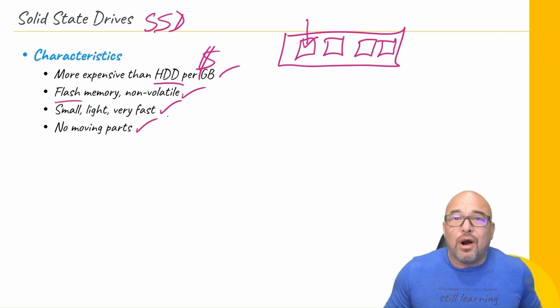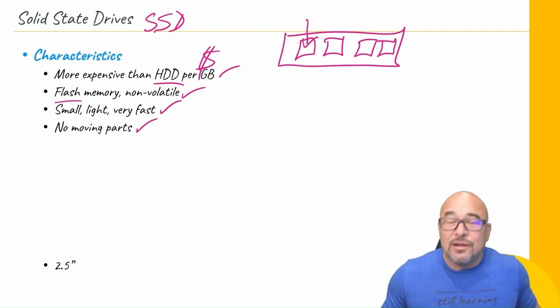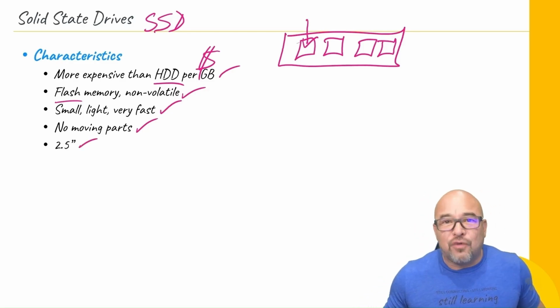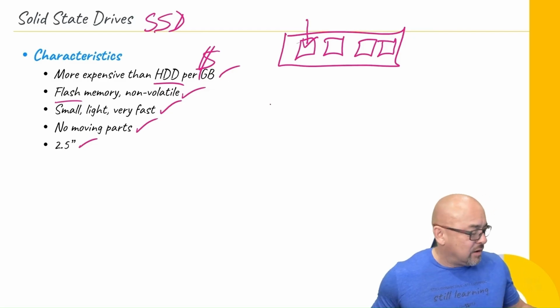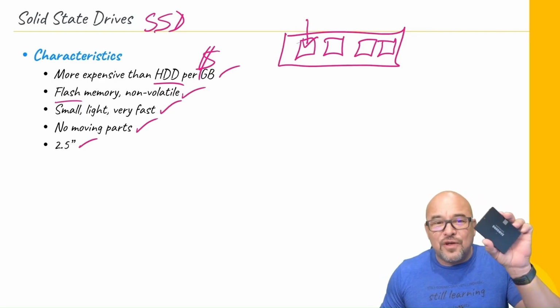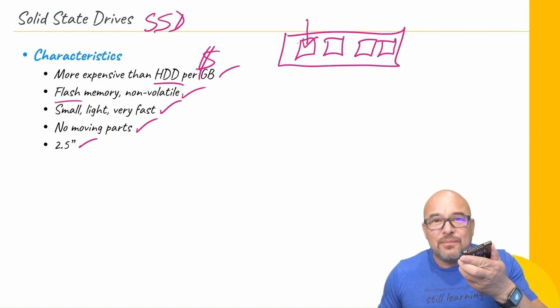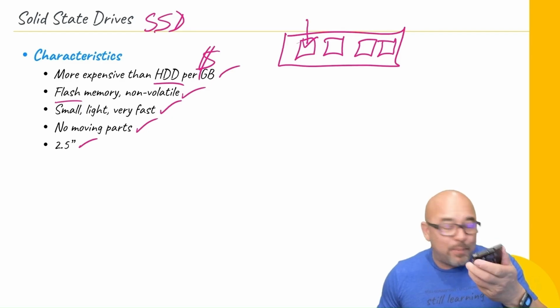Also, there's no moving parts there with an SSD, and they're usually in the 2.5-inch form factor, although you can get another form factor, which I'll talk to you about here in a moment. But they're usually in the 2.5 inch. Actually, I have one right over here. Right here, okay? 2.5-inch form factor, okay? This one's, you can see the SATA connections for data and for power over there.